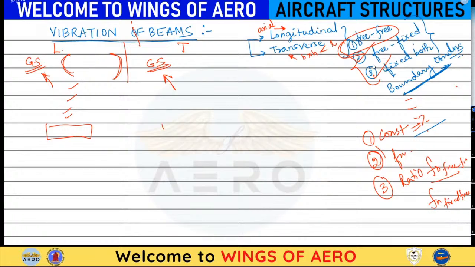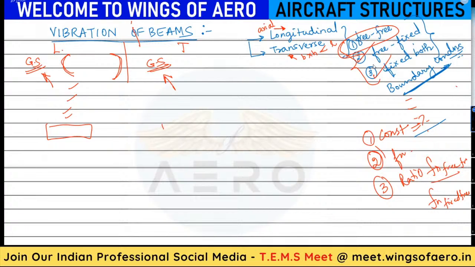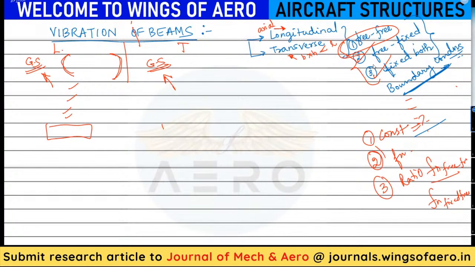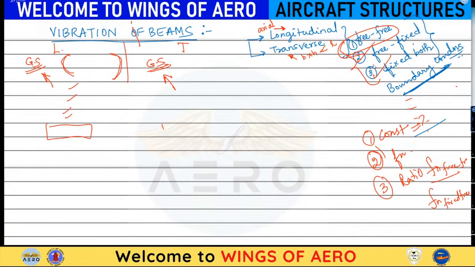So what we are going to do is, first, we will learn the general solution for each vibration of a beam. Second, we will learn the boundary conditions. Third, we will see how to apply those boundary conditions in the general solution, and how to find the constant terms, followed by the frequency.